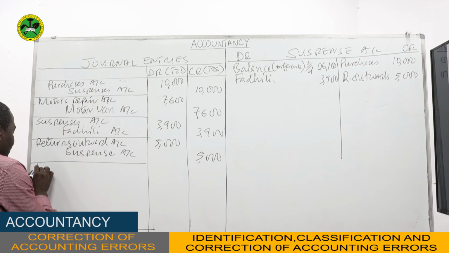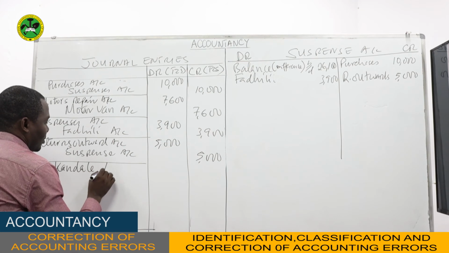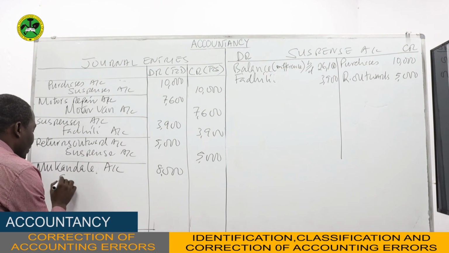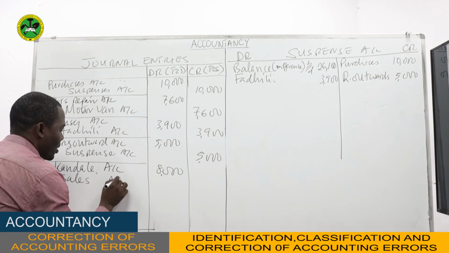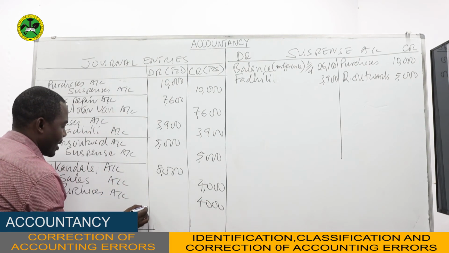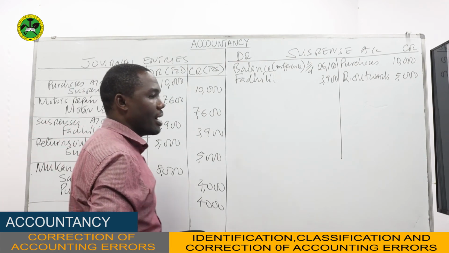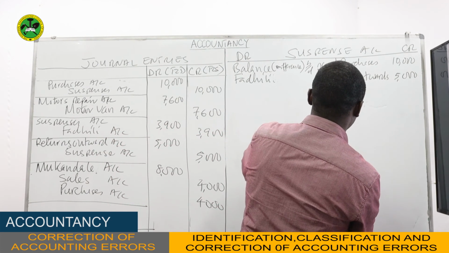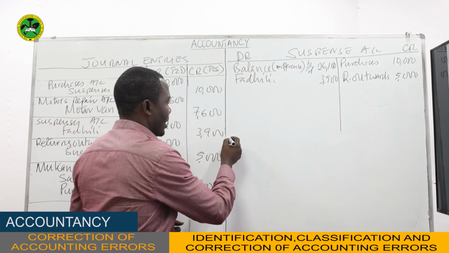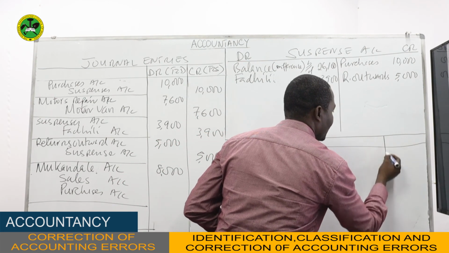So we debit Mukandara account 8,000, crediting sales account to correct the error. Remember to put the narration. This error does not affect the agreement of the trial balance, so it has nothing to do with our suspense. So we proceed.